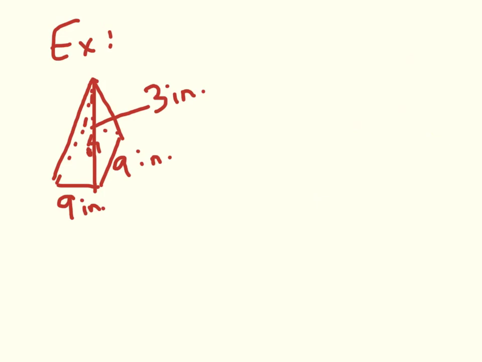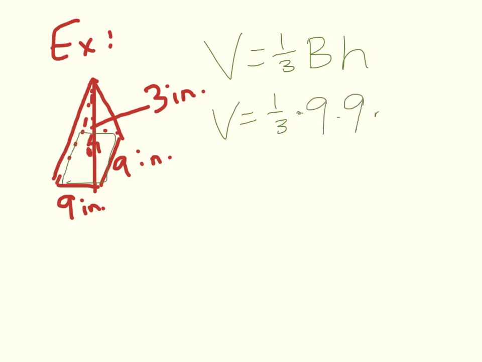All right, now we have a pyramid. So to find the volume, we're going to do 1/3 the area of the base times the height. So we're going to do 1/3 times, to find the area of this base, we do 9 times 9, times the height, which is 3. So we're going to do 9 times 9 times 3 and divide it by 3, so we don't really need to multiply that 3, and we get 81 inches cubed.